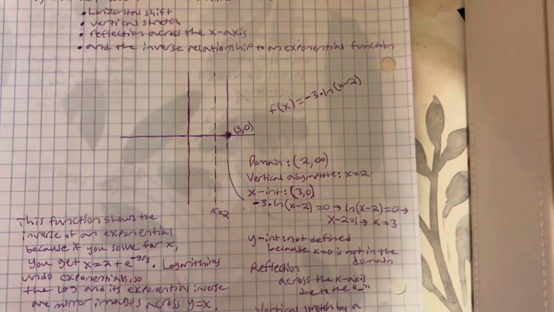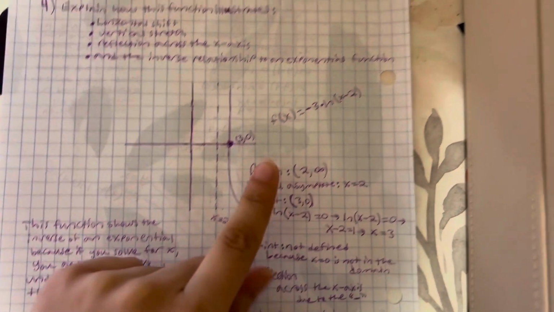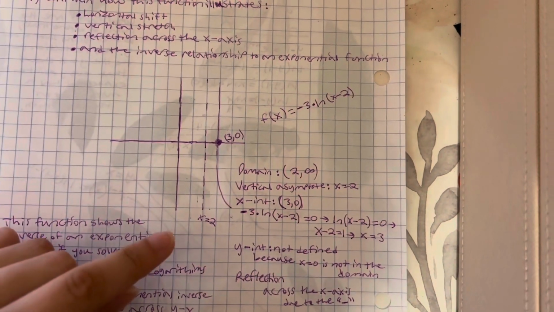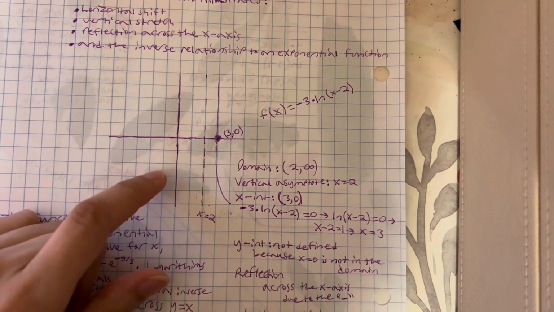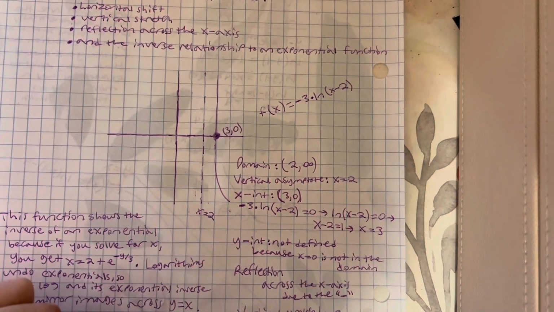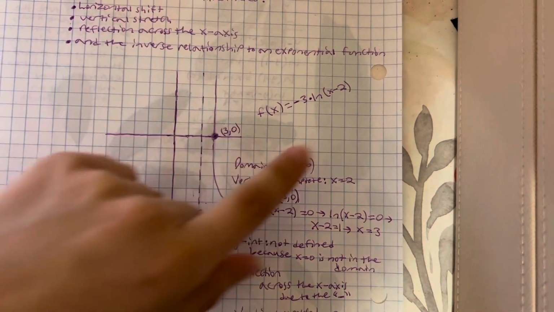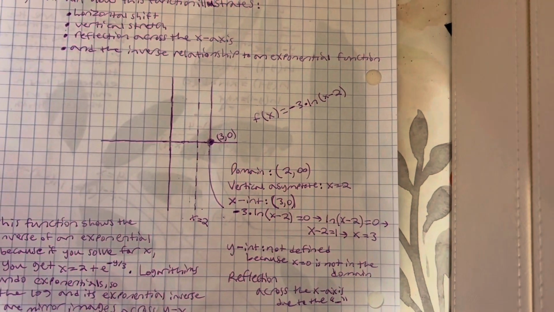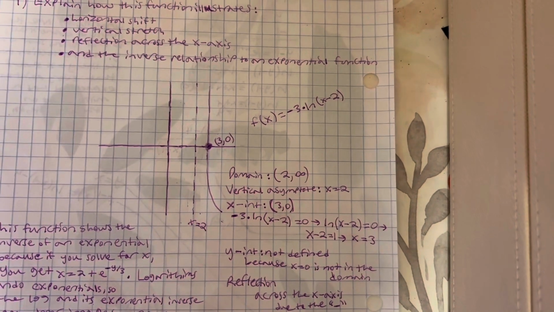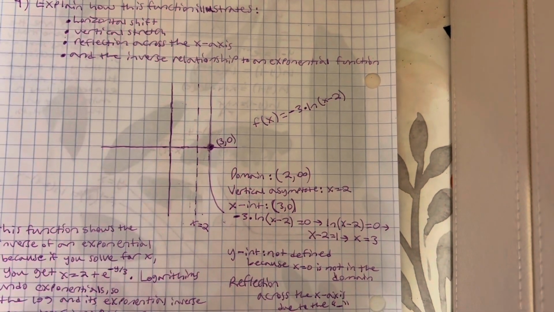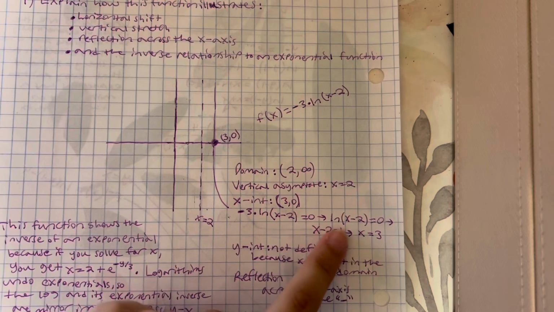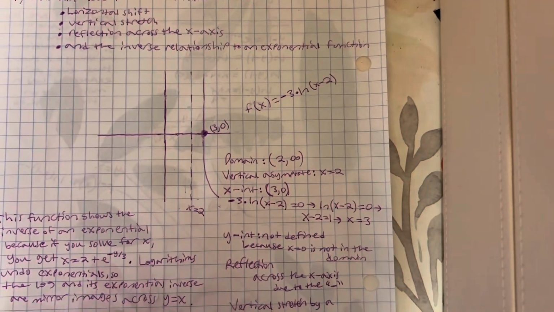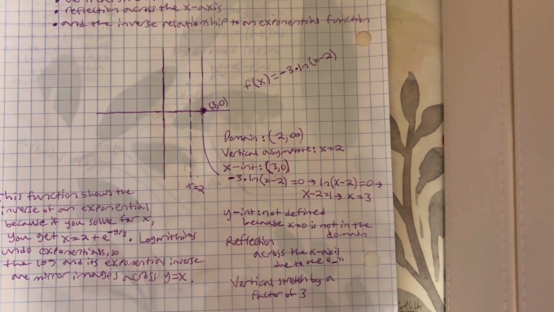So we can see right here that from our f of x equals -3 times the natural log of (x minus 2), we have a domain of 2 to infinity, and then our vertical asymptote is at x equals 2, because when we do x minus 2 equals 0, we end up getting x equals 2 as our asymptote. And then our x-intercept is (3, 0). By setting it equal to 0, we get x equals 3. Then for our y-intercept, it's not defined because x equals 0 is not in the domain.